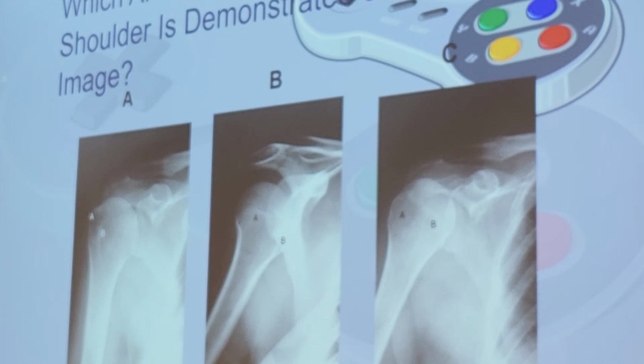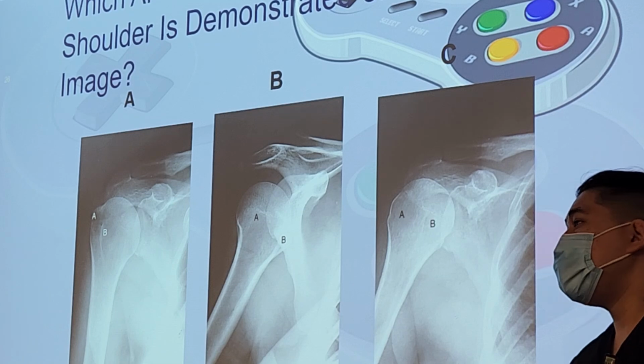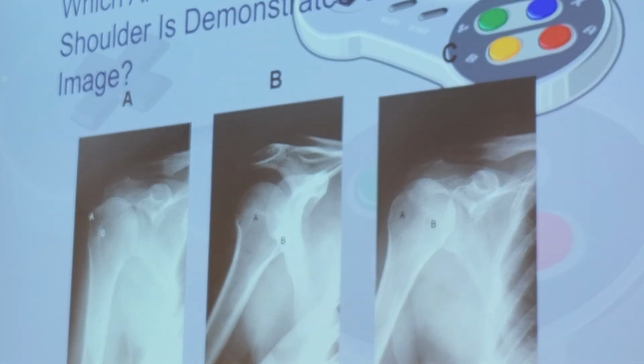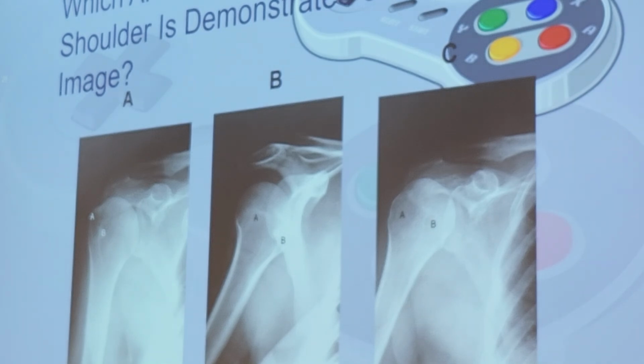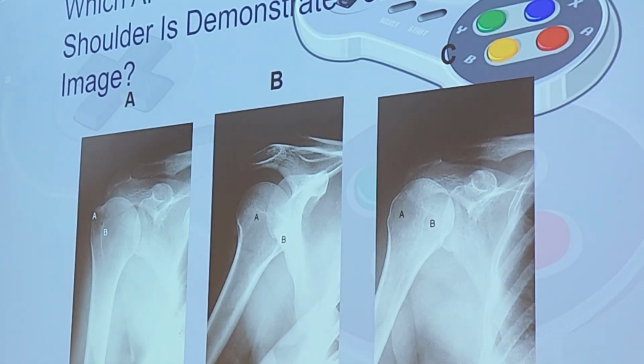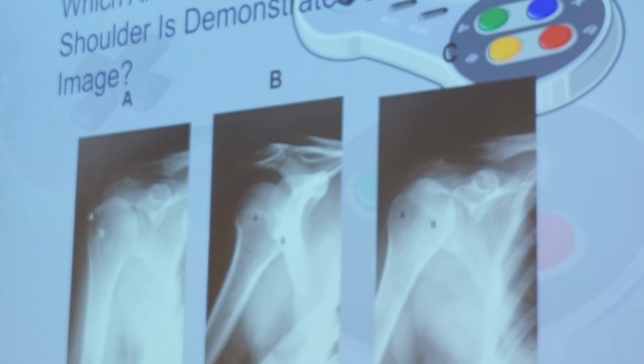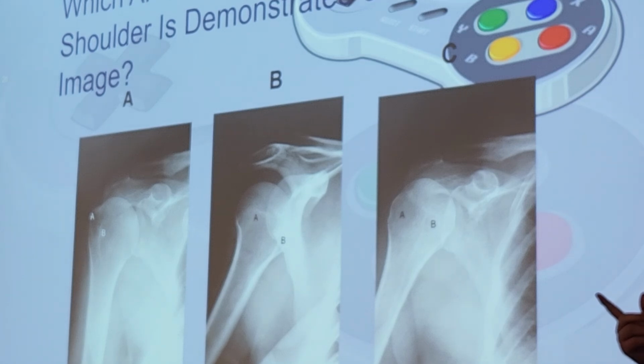So let's review B a little bit. Let's break it down here. What are we looking at in B? What's in profile here? The lesser tubercle. What's superimposed? The greater tubercle. That would be the internal, medial rotation. Where are the epicondyles on this? Perpendicular to the IR. Very good.